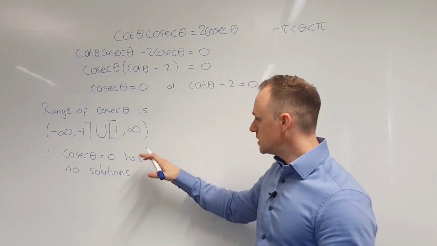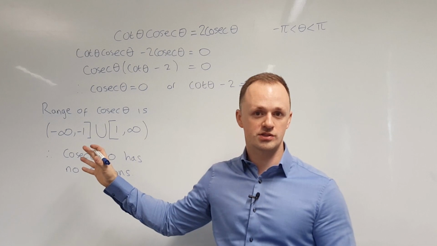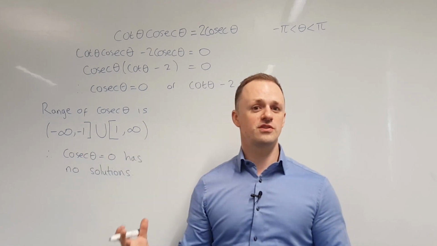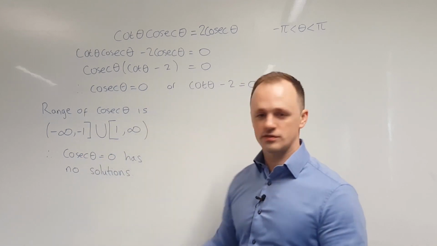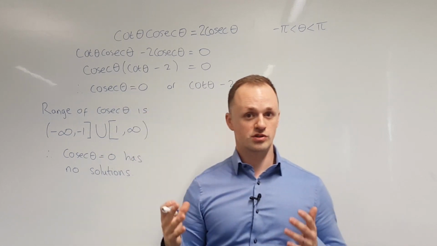Now this is a lot of detail to go into just to say that this has got no solutions, and you wouldn't always have to do this. But if a question says fully justify your answer, this is the kind of detail that they will be expecting you to give when you justify that an equation has got no solutions.